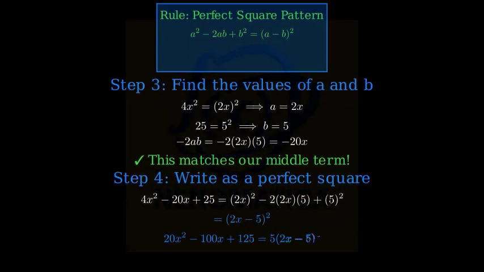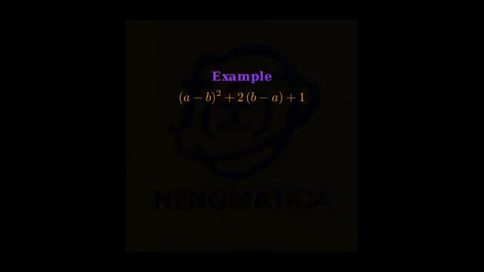Therefore, our original expression 20x squared minus 100x plus 125 equals 5 times (2x minus 5) all squared, which we can simplify as 5 times (2x minus 5) all squared. We have the expression (a minus b) squared plus 2 times (b minus a) plus 1.